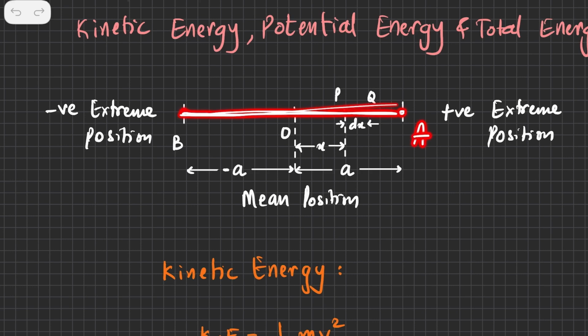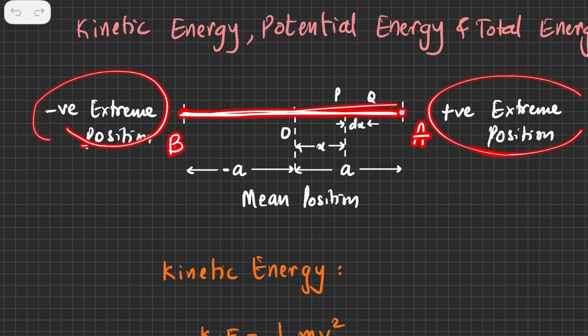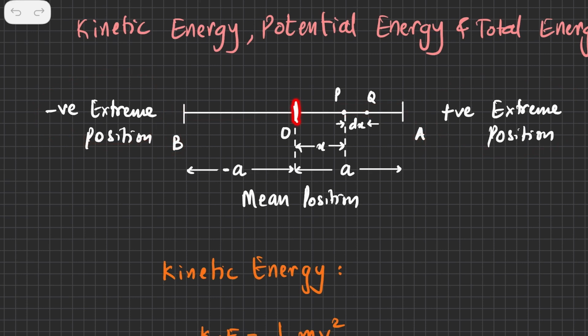Let's say A is the positive extreme and B is the negative extreme. So I have written over here, this is positive and this is the negative extreme. O is the mean position, so I am writing that as O. Then initially I am assuming that my particle is at P and I am pulling that particle to Q. So the particle is moving a very small distance and that small distance is written as dx.